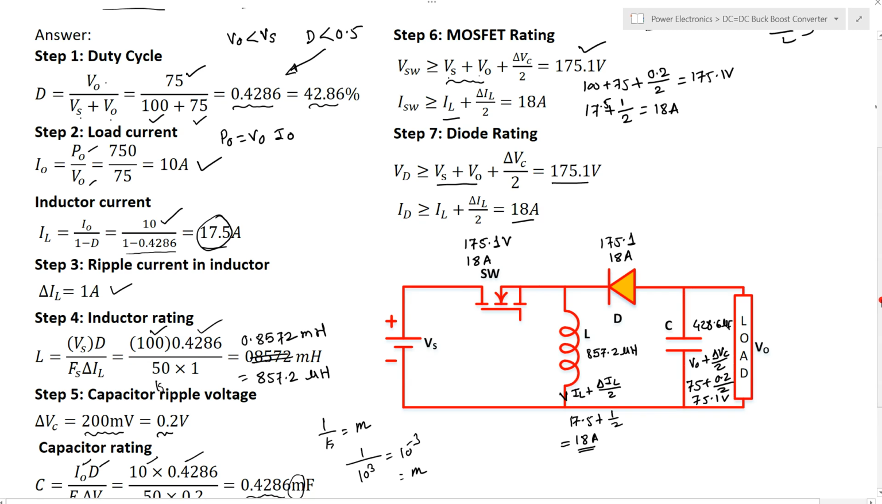So what are the values in this problem? The Vs value is given as 100 volt, the V0 value is equal to 75 volt, and the power is equal to 750 watt. So this is the problem on the buck boost converter when the specifications are given in ampere or millivolt.